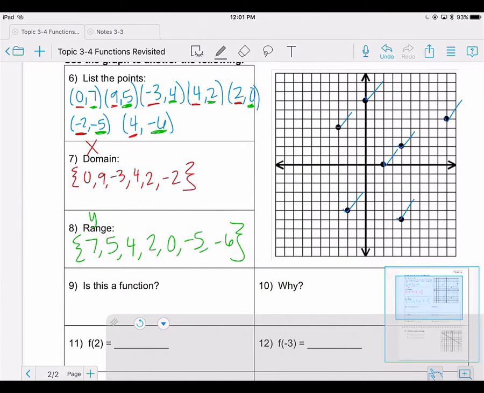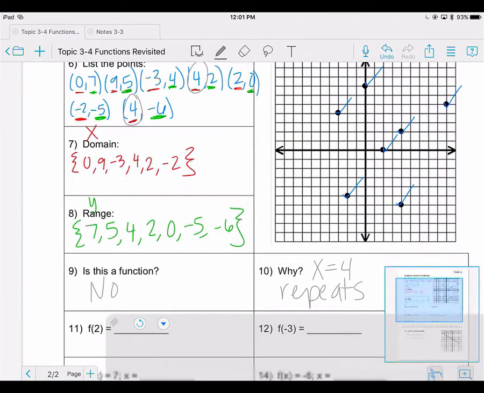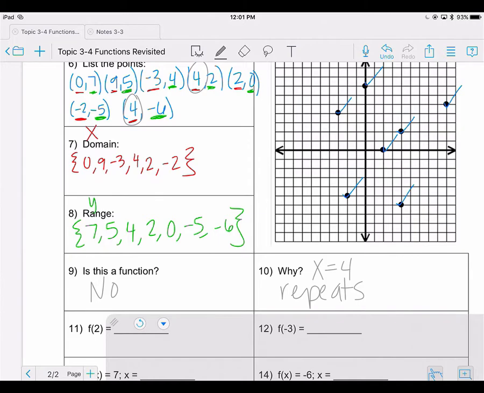Question 9 asks us if this is a function. The answer is no. Problem 10 asks why. Because when x is 4, it repeats. And remember, like we talked about on the bell work, if it repeats, then it is not a function.